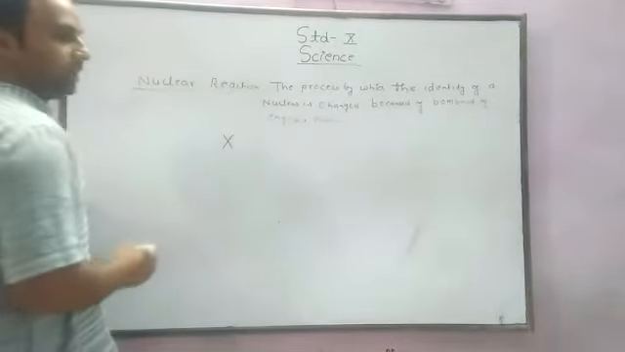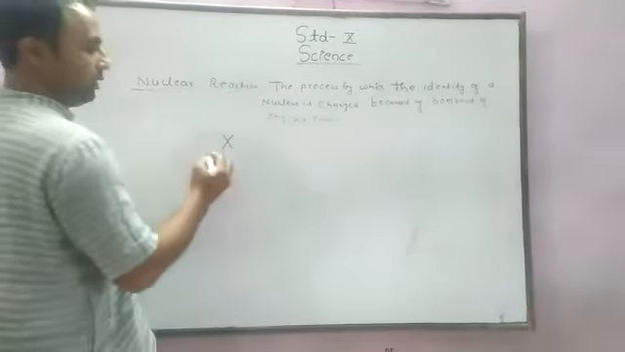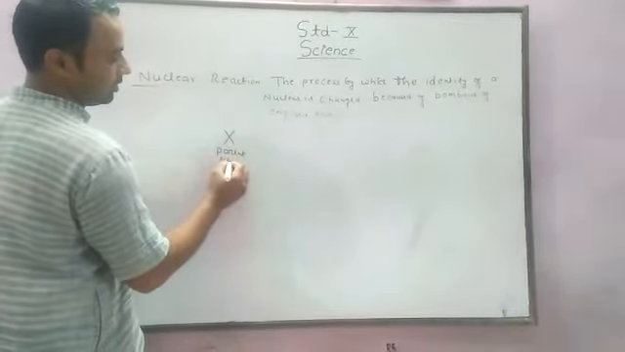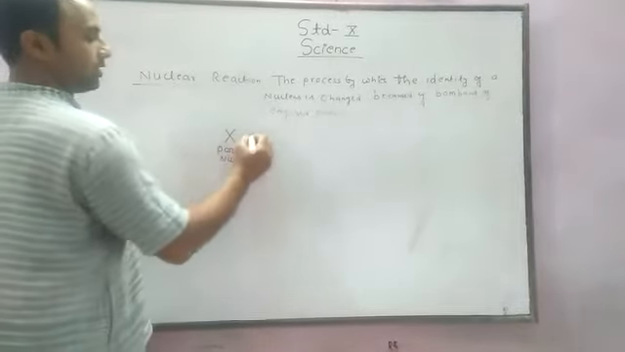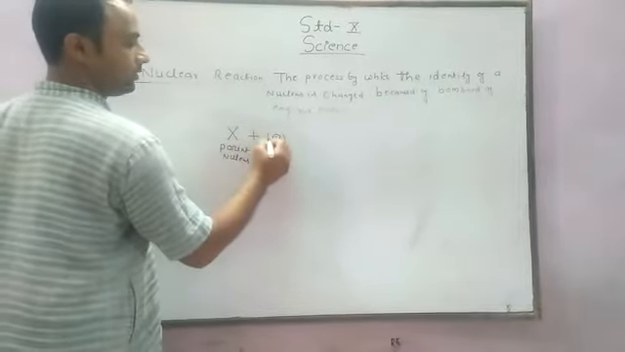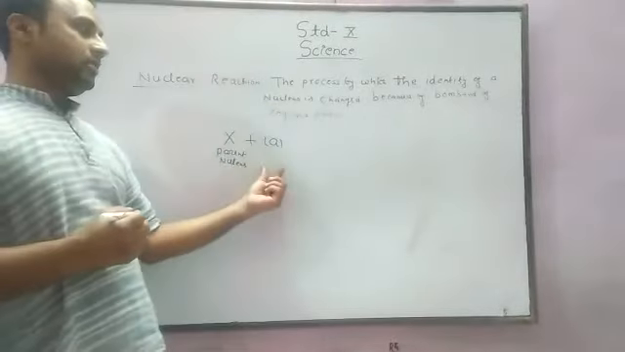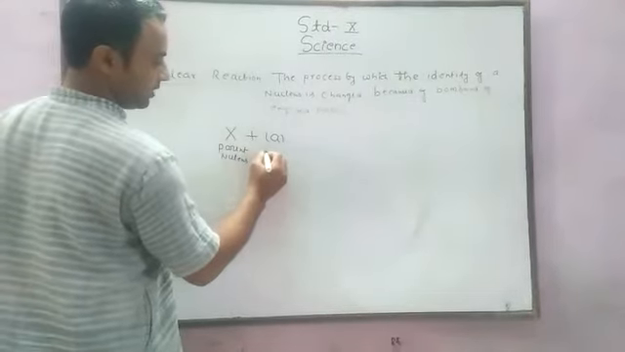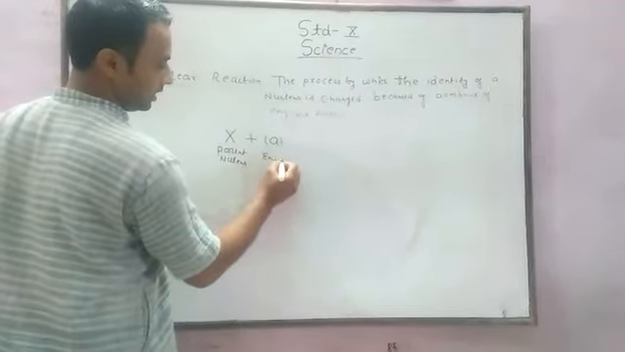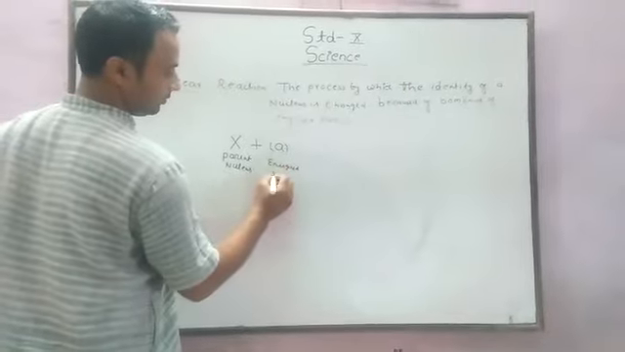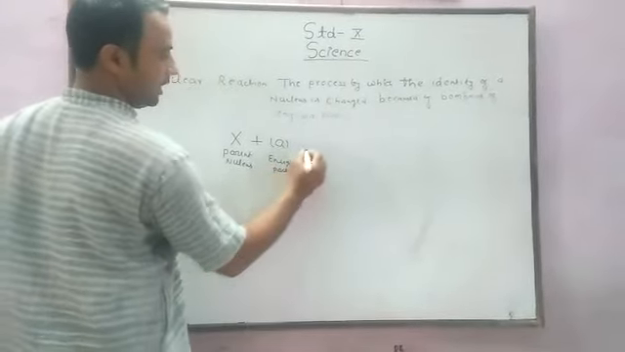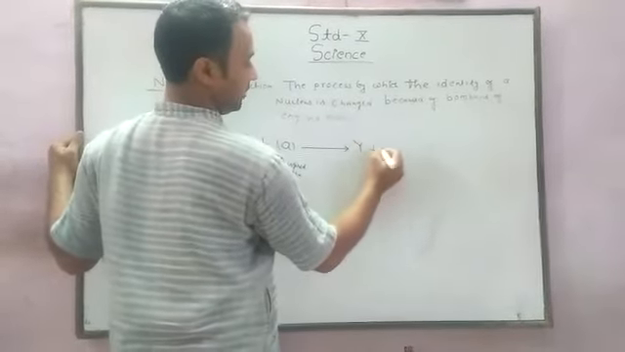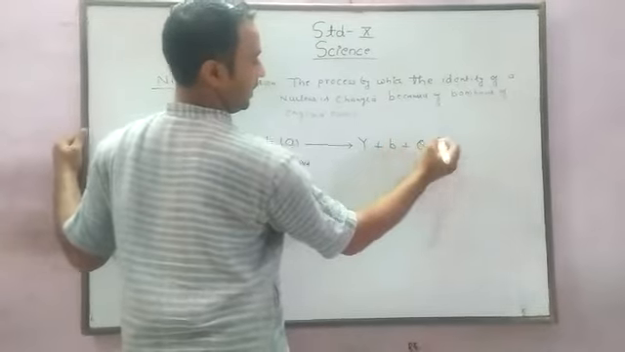Suppose we have an element X, and this element X is known as the parent nucleus. Parent nucleus plus A. What is A? A is the energized particle, which is bombarded. This gives another compound Y plus another compound B, and Q.